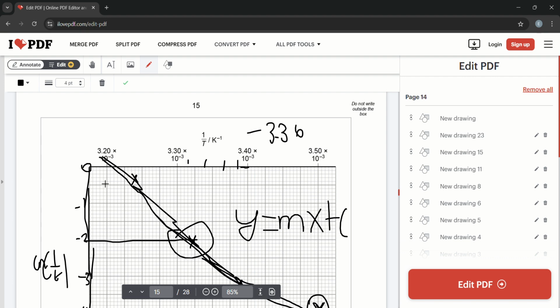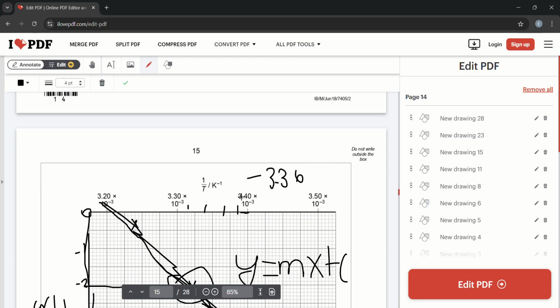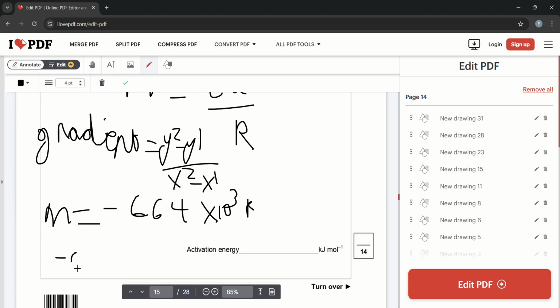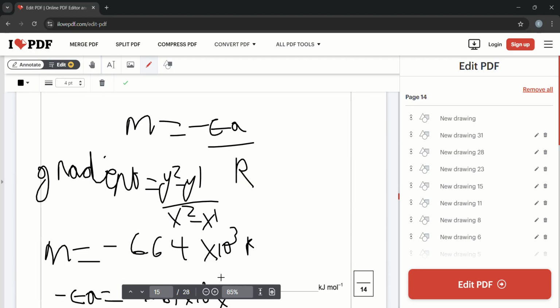And we get a gradient equal to minus 6.64 times 10 to the power 3 Kelvin. And we know m is equal to minus Ea over R. We're trying to find the activation energy, Ea. So therefore minus Ea equals minus 6.64 times 10 to the power 3 times R, which is 8.31.